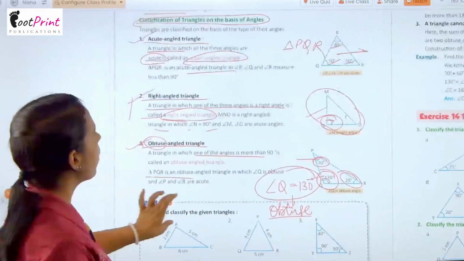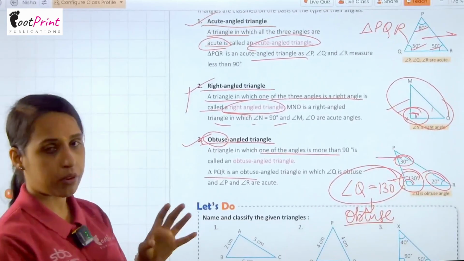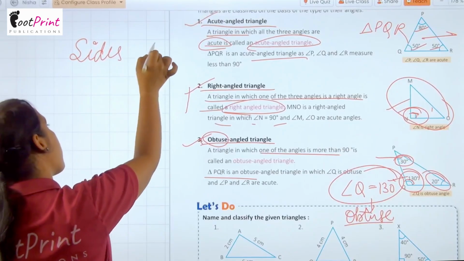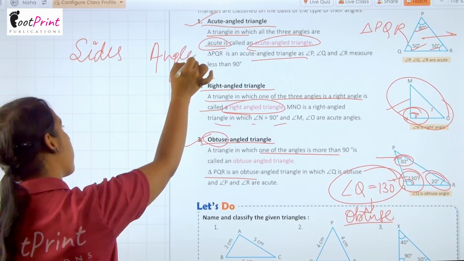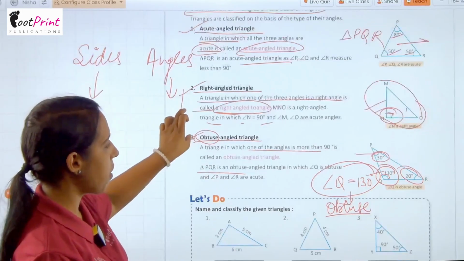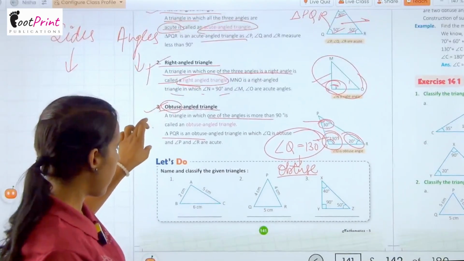So here we have 6 types of triangles, 3 on the side basis and 3 on the angle basis. We have 3 for each. So you have to remember these.